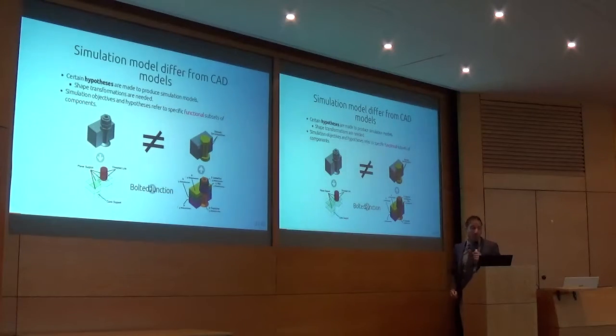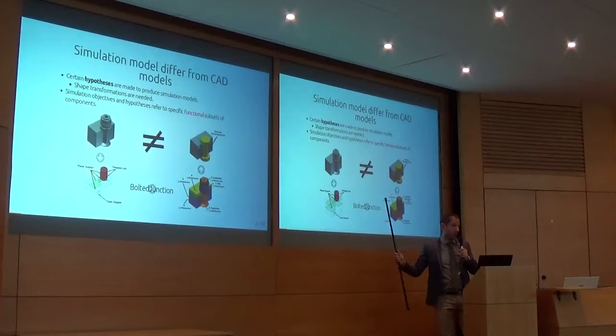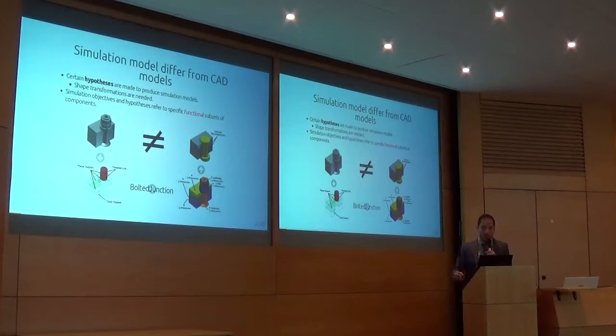Automated transformation methods do exist. However, no matter whether automated or manual, those transformations are information intensive. This is because objectives of simulation refer to functional subsets of the model, such as here in this example. Before I can simplify whatever, I need to spot bolted joints, which is a functional subset.